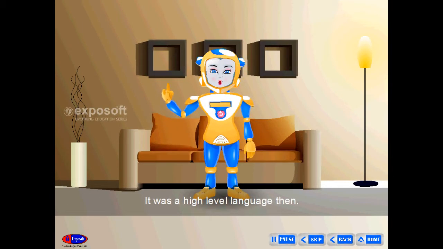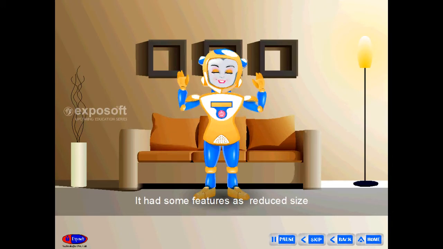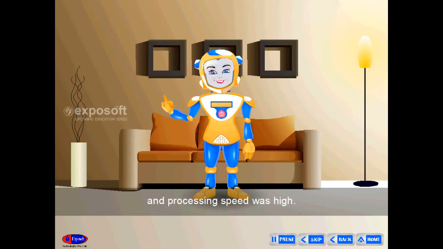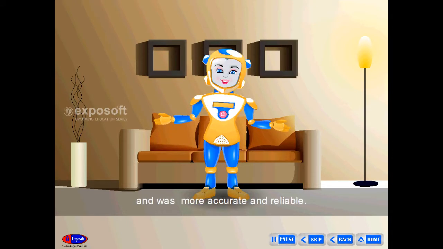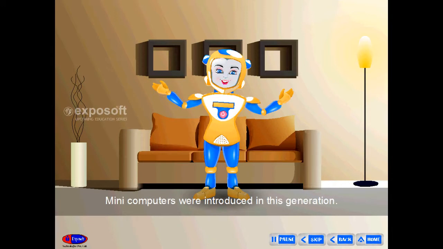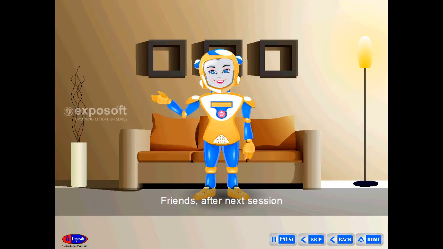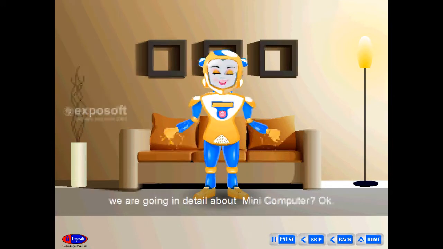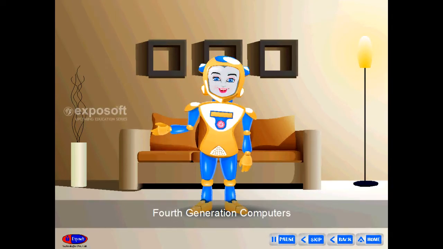It was a high-level language then. It had some features such as reduced size and high processing speed. It used semiconductor memory devices and was more accurate and reliable. Mini computers were introduced in this generation. Friends, in the next session, we are going to go into detail about mini computers. Okay? Fourth generation computers.